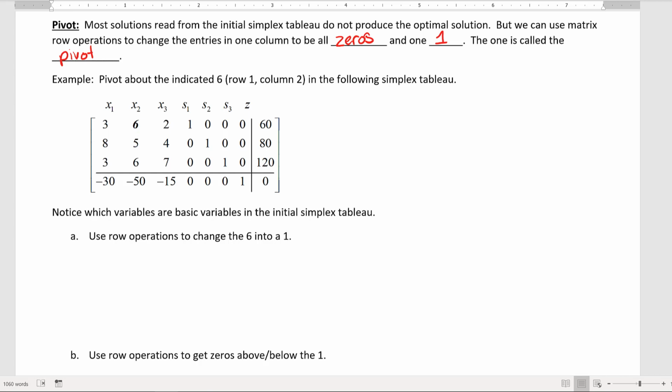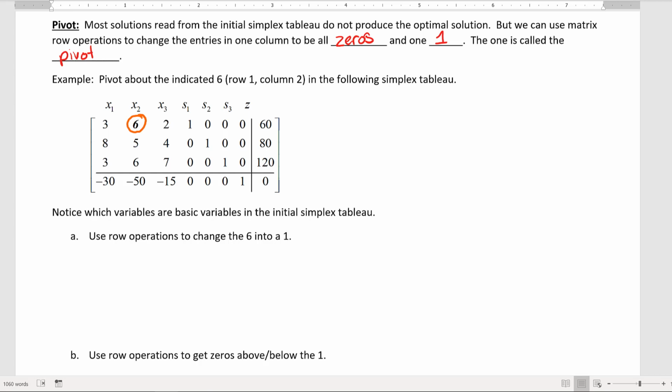So that's what we're going to do first. Now, the first example, we're trying to pivot about the indicated 6 in this tableau, which is in row 1, column 2, and we want to pivot about that. So we want to make the 6 into a 1, and then all of the other values above and below it to be zeros.